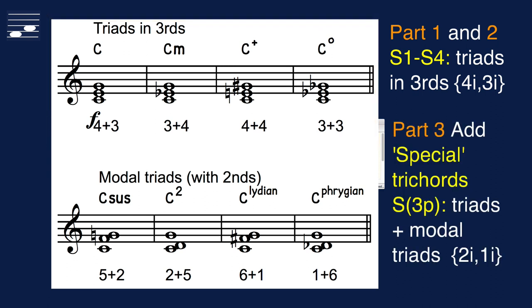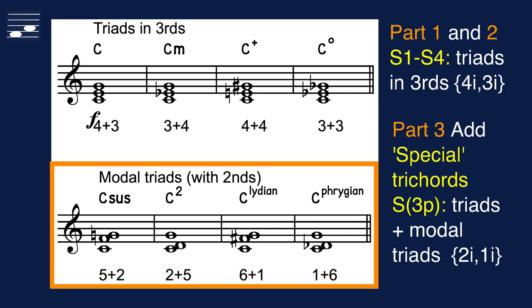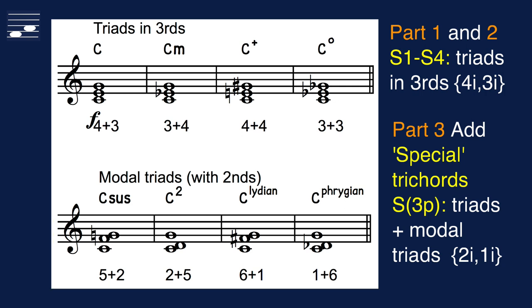In this part, we'll add trichord types that have the interval of the major or minor second, and that are called modal triads here. The four additional chord types are the sus4, the sus2, the Lydian, and the Phrygian modal triad.